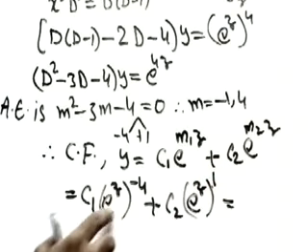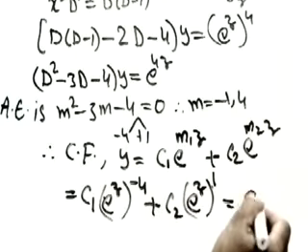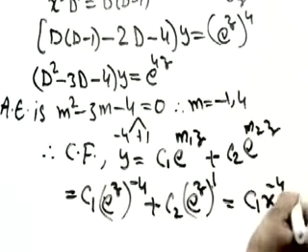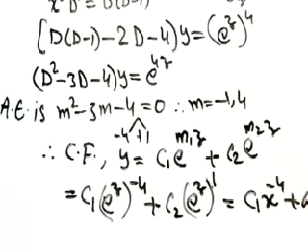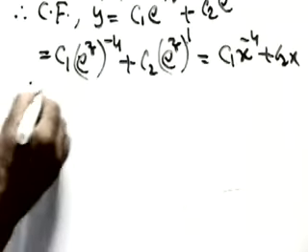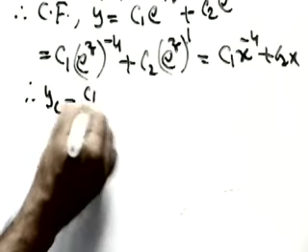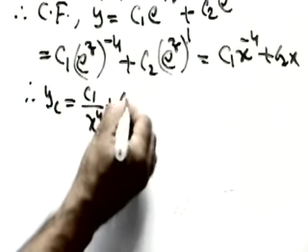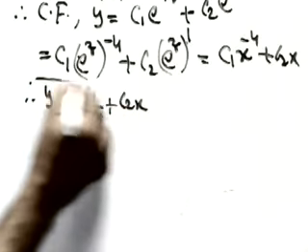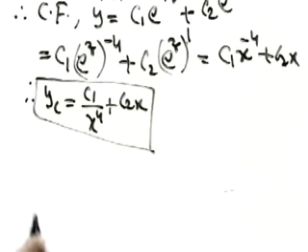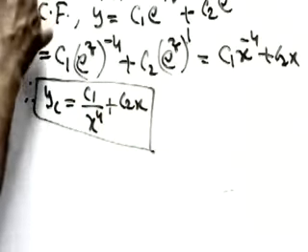Why did I change it? Because e power z we are having as x. E power z is x. So this will become c1 x power minus 4 plus c2 x. The power is minus, so you bring it to the denominator and it will become plus. Therefore now we got yc. Yc equals c1 by x power 4 plus c2 x. Now we got the complementary function.